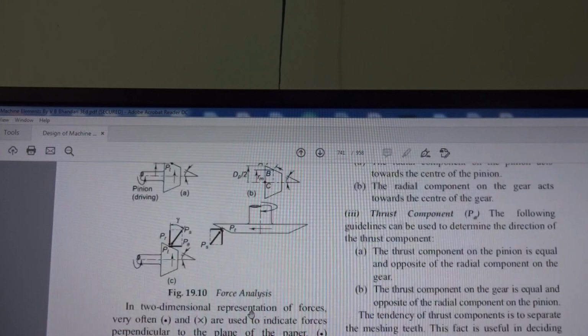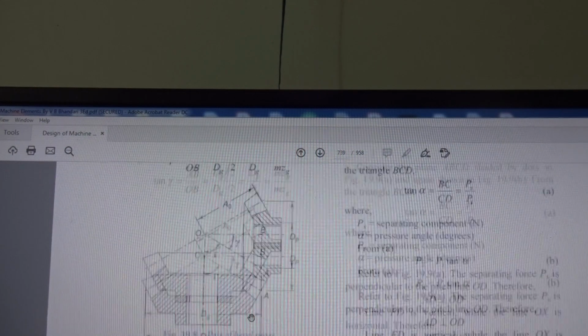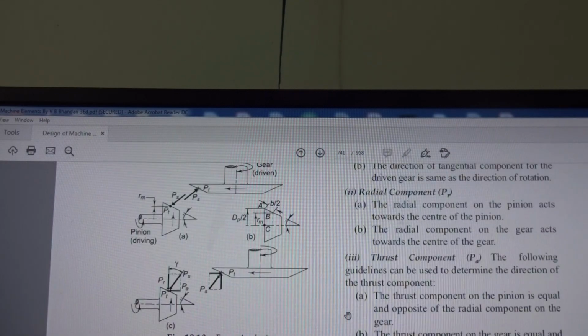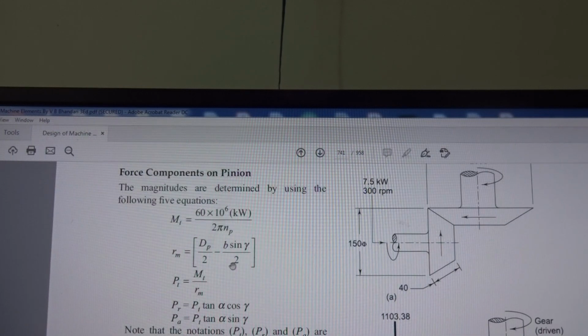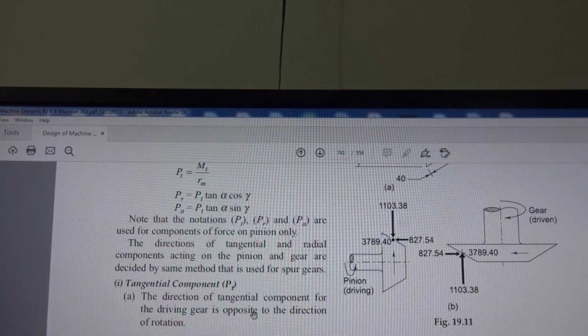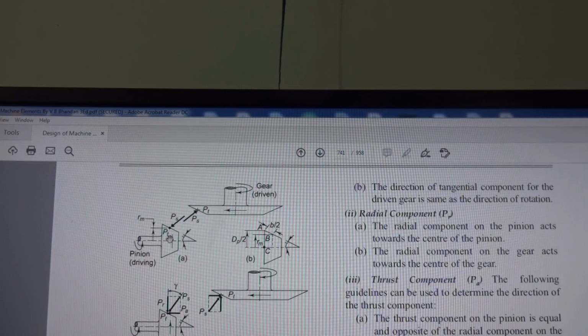I already explained it. Now the direction of the force. What are the directions of the force components on the pinion? You can get these using these relations. Now the tangential force PT: the direction of the tangential force for the driving gear is opposite to the direction of rotation. So this is the direction of rotation, and PT acts in the opposite direction, denoted by a dot.